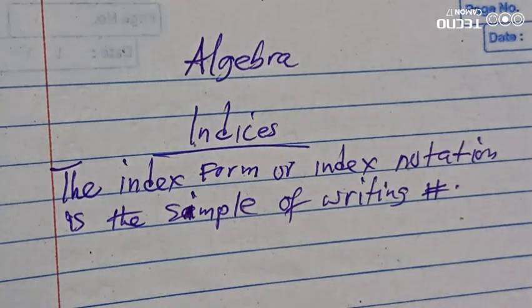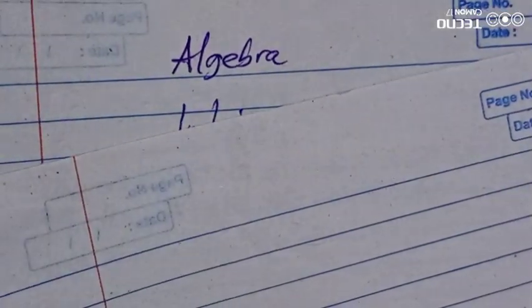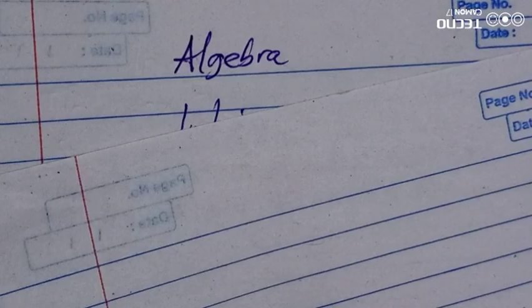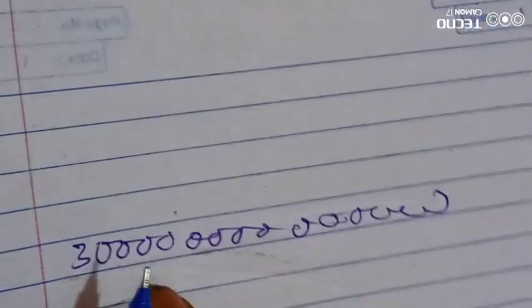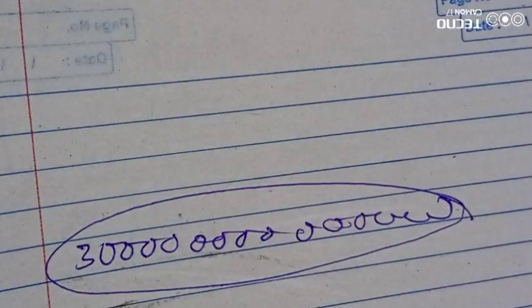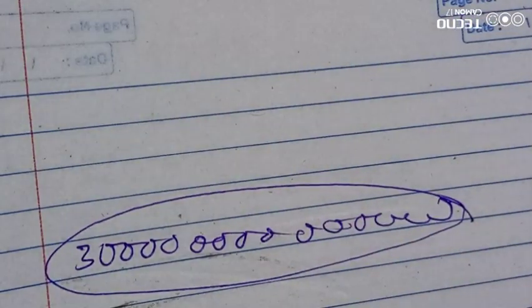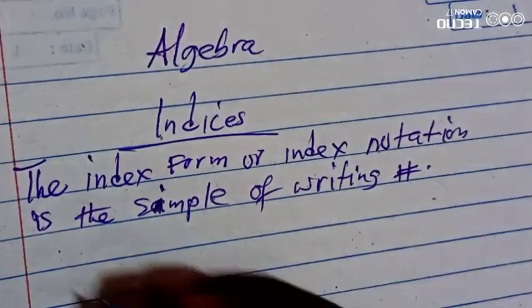So if you write a very large number, for example, you just write a number like this. This number will take a large space of paper. So you have to write it in a simple way. The simple way you're going to write this number is what we refer to as index or indices. So under index, let's look at the laws.